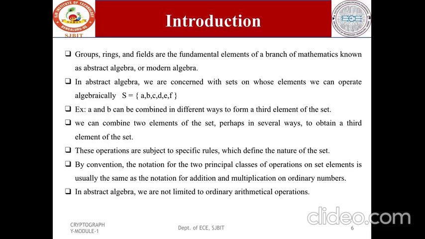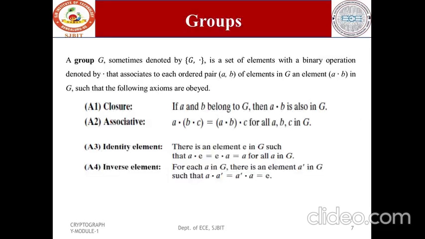Groups. A group G, sometimes denoted by {G, ·}, where the dot is an operator. It's generic and can refer to addition, multiplication, or some other mathematical operation. It's a set of elements with a binary operation, denoted by dot, that associates to each ordered pair (a, b) of elements in G an element a·b in G, such that the following axioms are obeyed.